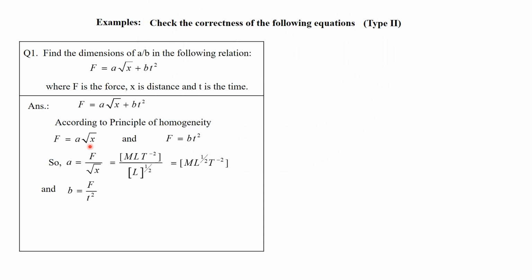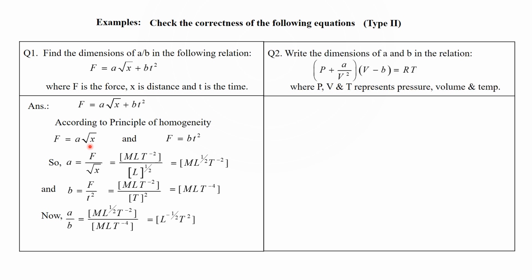Let's find for B, which is F by t square. F is MLT^-2 over t square. So MLT^-4. So divide A by B. What are we getting? It is L^(-1/2) and T^2.